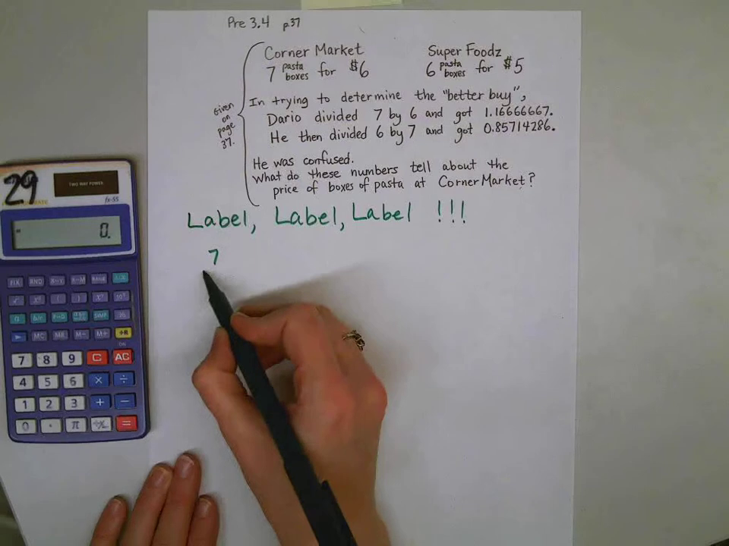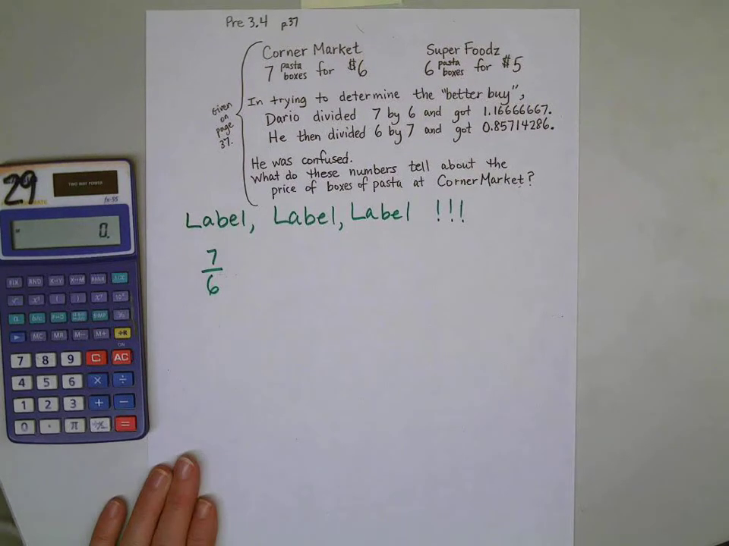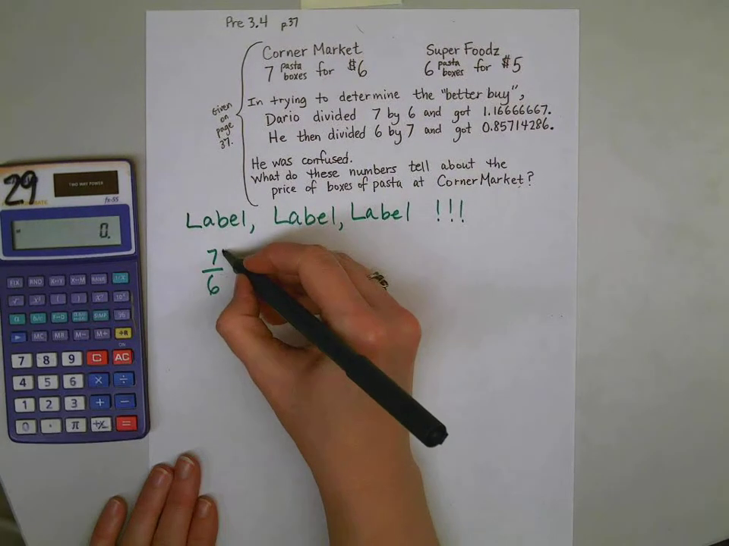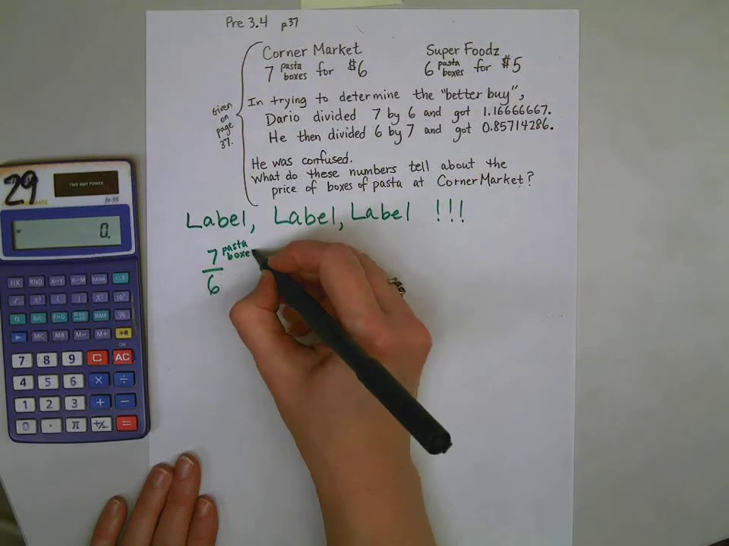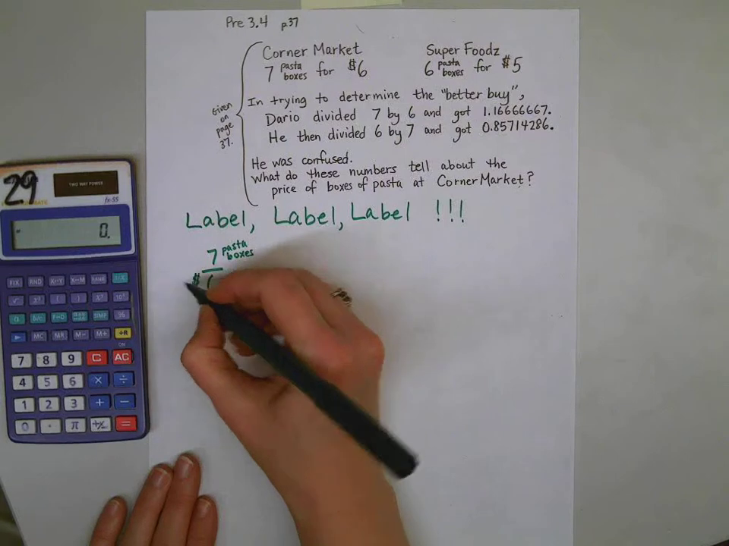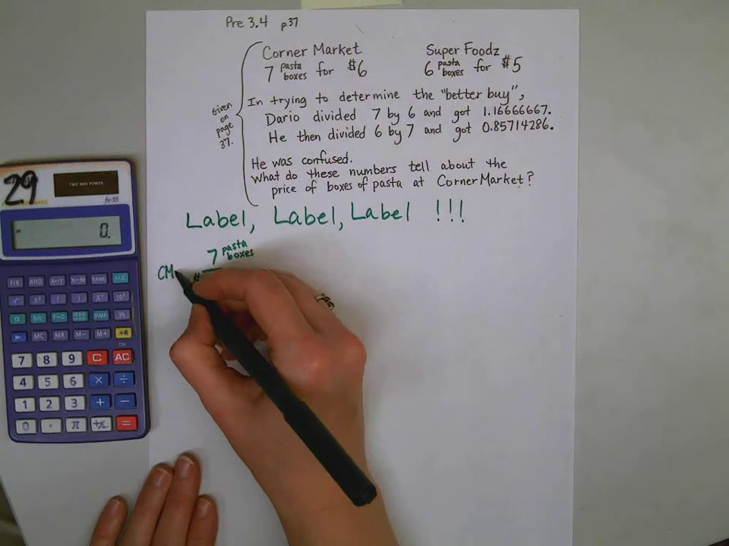So first he did 7 divided by 6. When we're labeling, it's important to put down what it is that we're talking about. This is 7 pasta boxes. This value is the $6. And right now I'm doing this for Corner Market.